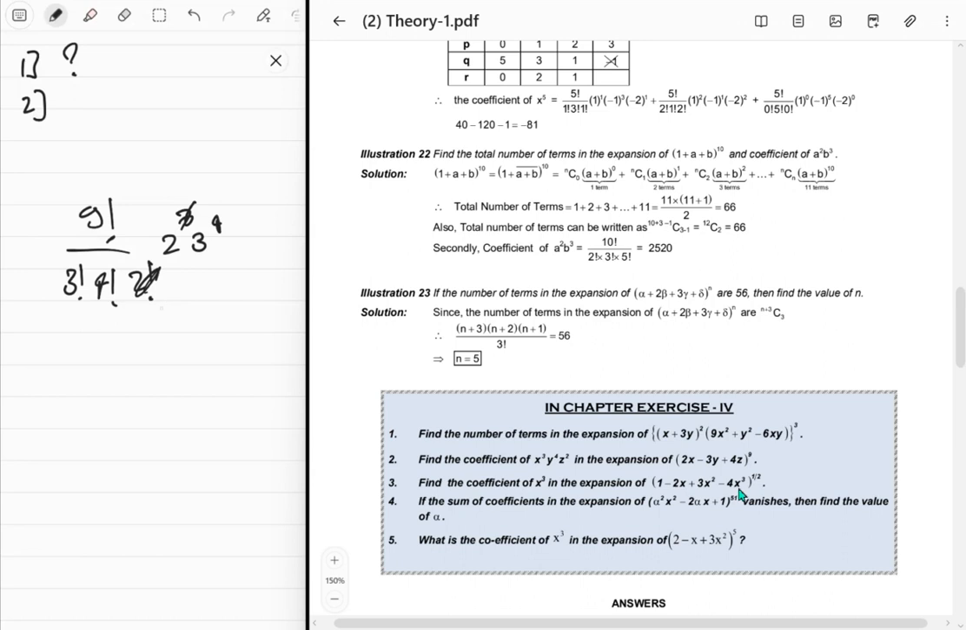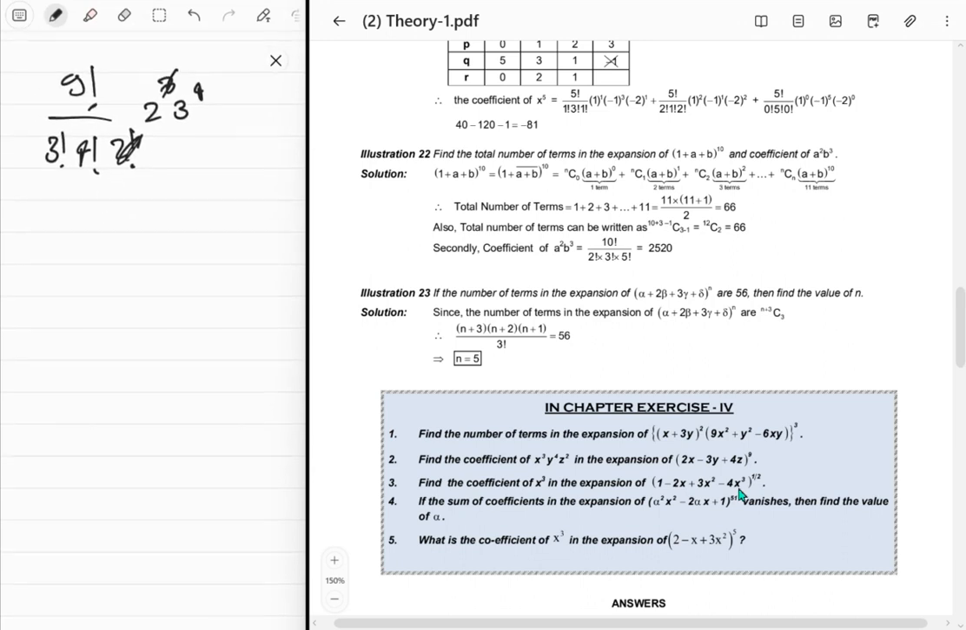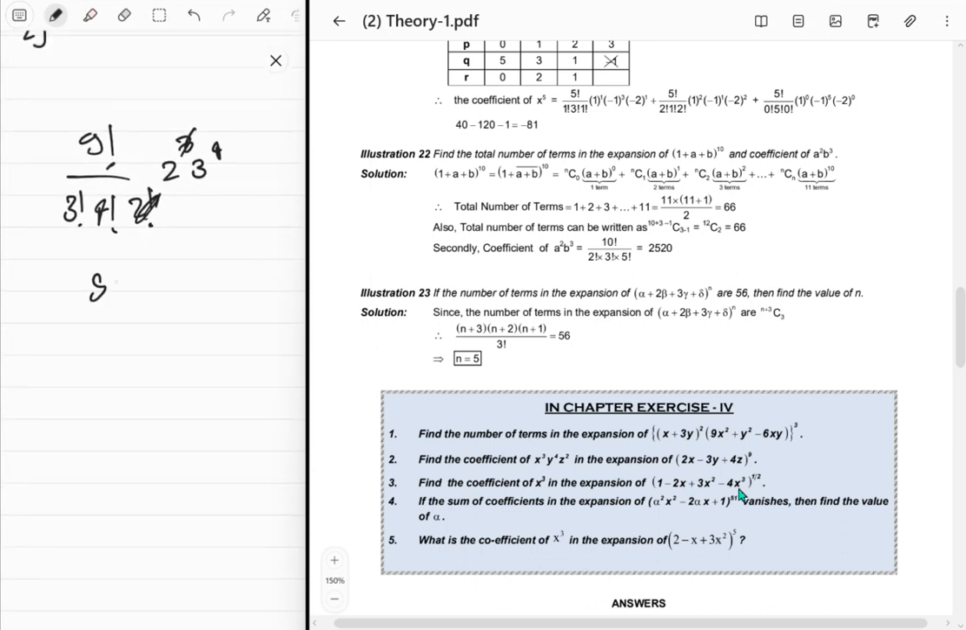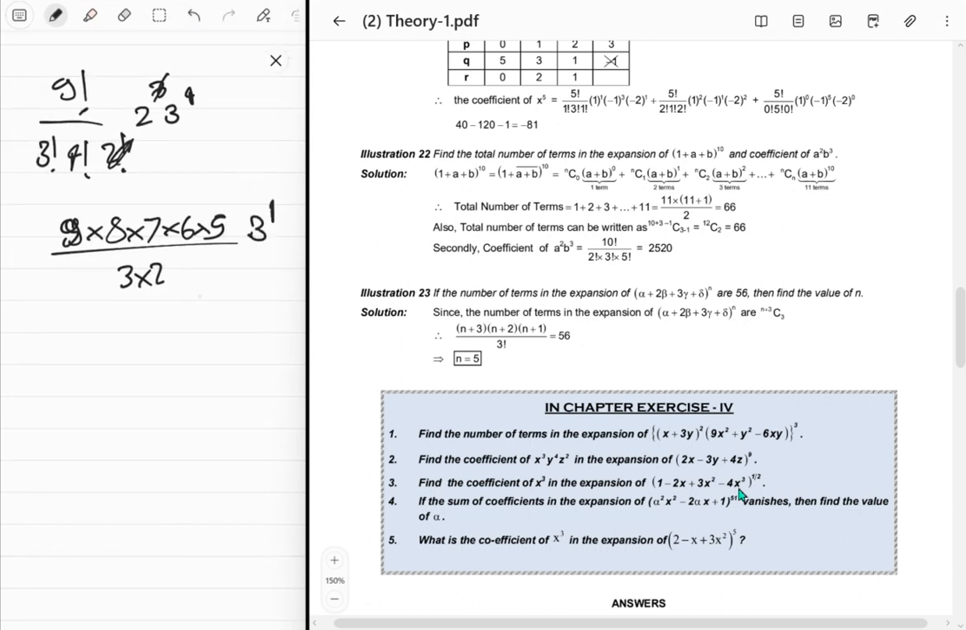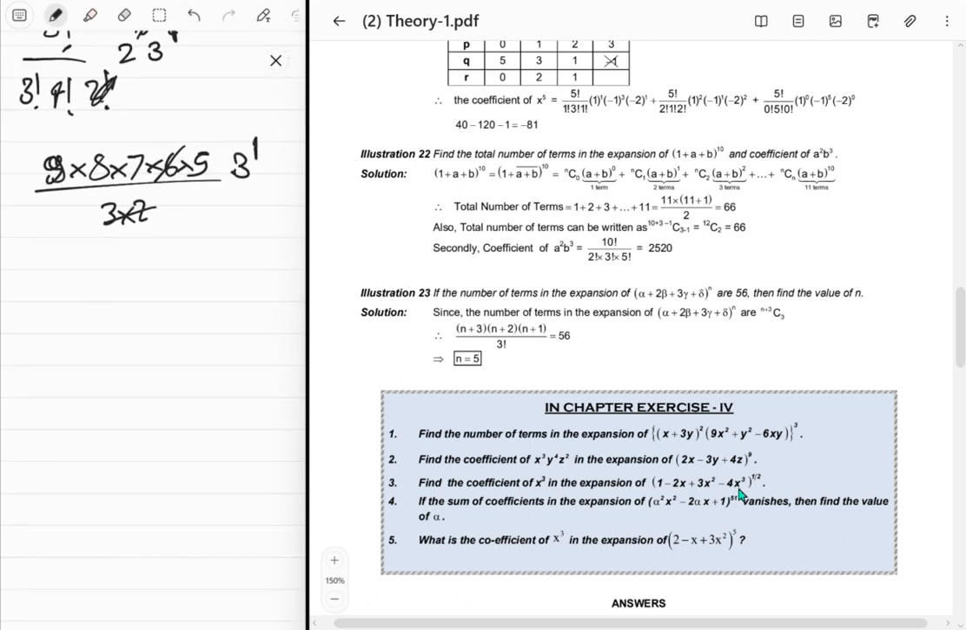Okay, cool. Let's try to do it. So 9 into 8 into 7 into 6 into 5, till that only. Now the 4 factorial is just not here. 3 into 2 into 1. Okay, why did I write that? That times 3 power 4. So this cancels with that. Cool.